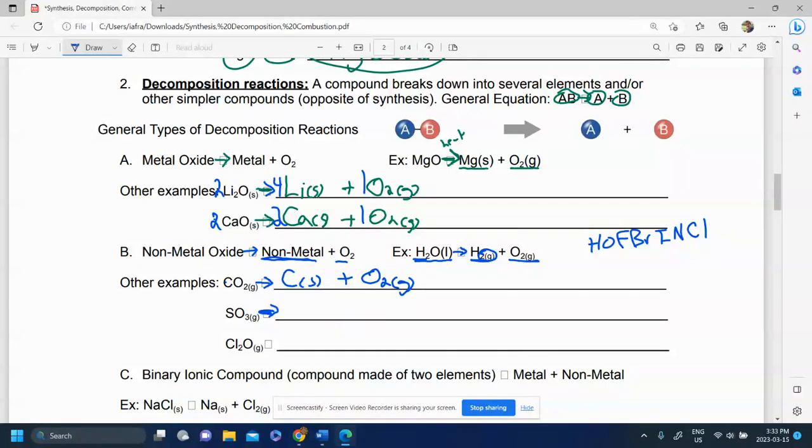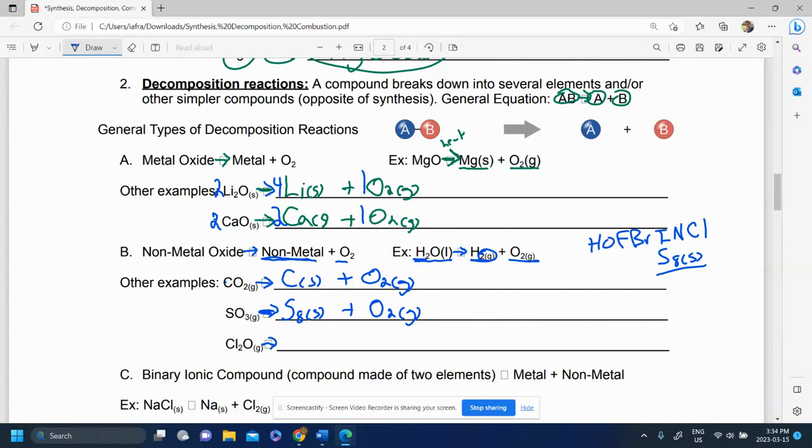SO3. So I didn't tell you to memorize this, but now you'll know it. When S is alone, it's like a special case of Hofbrinkel. S actually exists as S8 solid. If you had just put S, that would have been fine. But now you know S is S8. So we'd have S8 solid plus O2 gas.